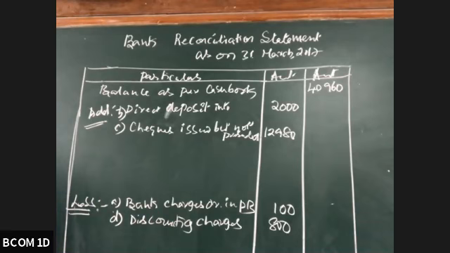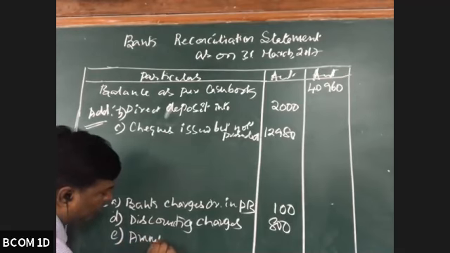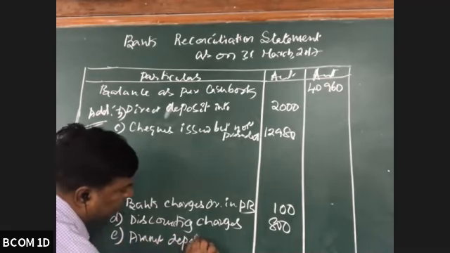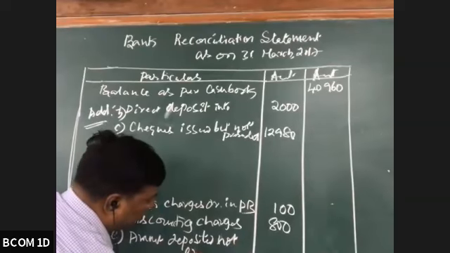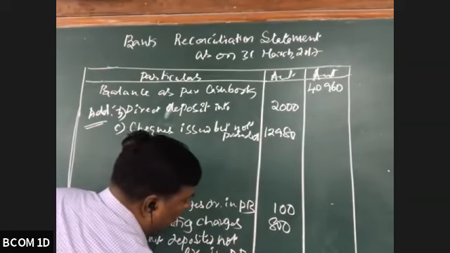Next, what is the next item? E. You have checks deposited but not credited. Is it checks or amount deposited? Check only. Amount deposited, not credited in the passbook.